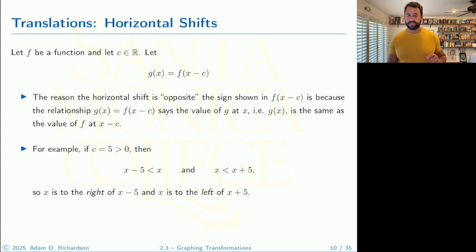Here's some more explanation for that, but I don't know if this is going to make it more complicated or not. So the reason the horizontal shift is opposite the sign is because the relationship g of x equals f of x minus c says the value of g at x, the output of g, is the same as the value of f at x minus c, right? So for example, if c is 5, notice that x minus 5 is less than x, and x is less than x plus 5. So this means that x is to the right of x minus 5, and x is to the left of x plus 5.